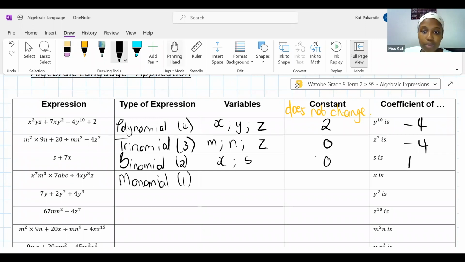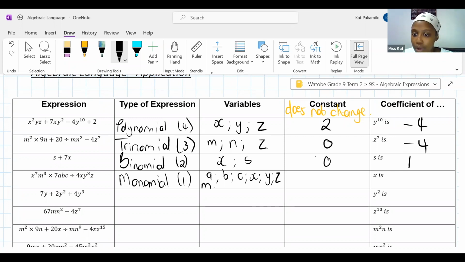Okay. What are my variables in this expression? A, B, C, X, Y, Z, and M. A, B, C, X, Y, and Z. Ma'am, and M. Oh, M. There isn't even enough space. And M. There we go. Do we have a constant?